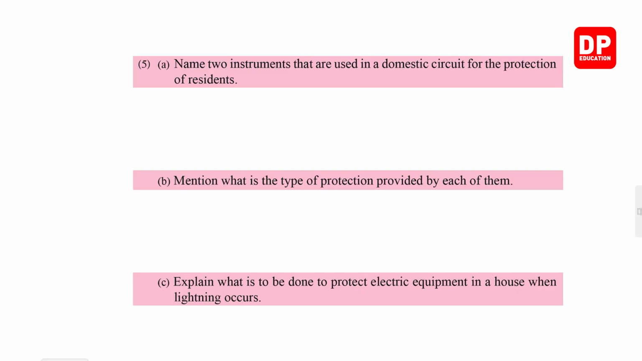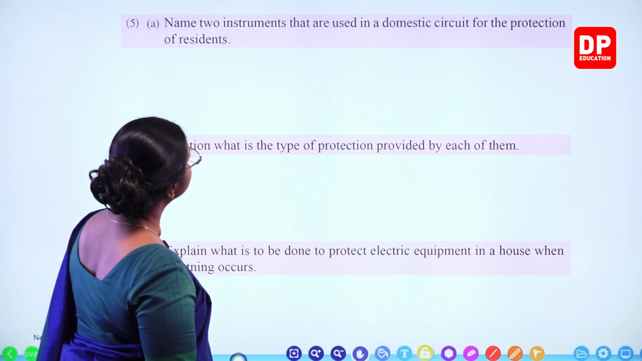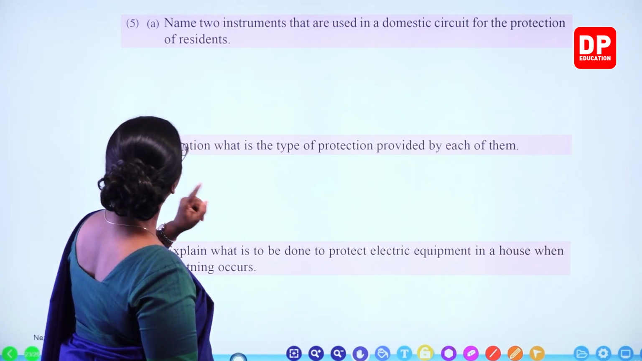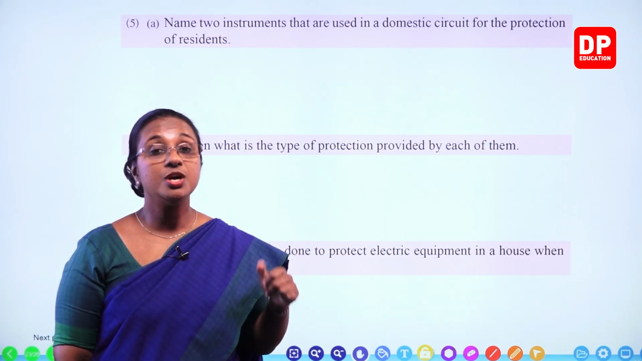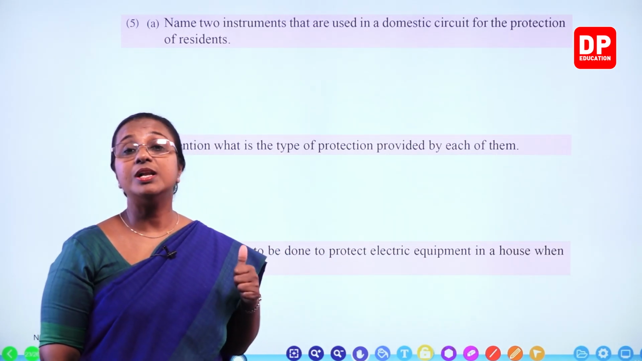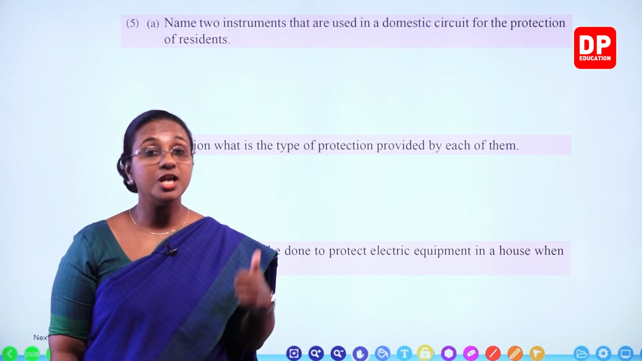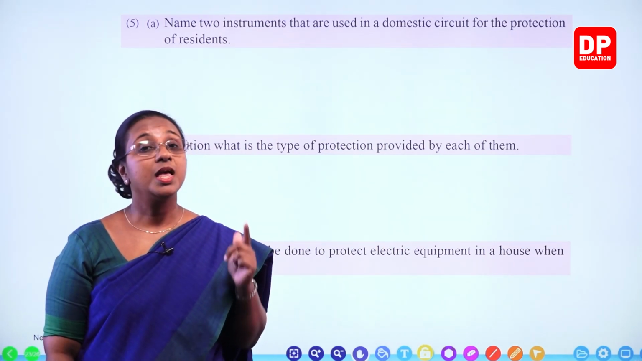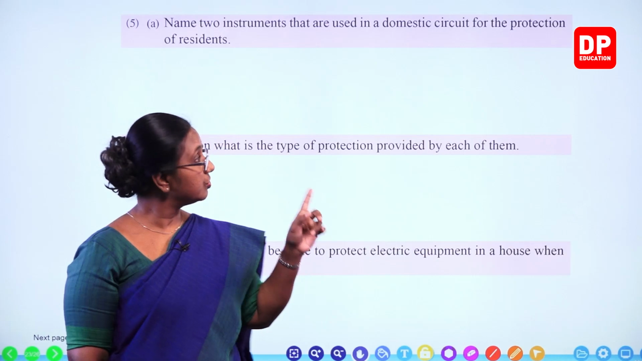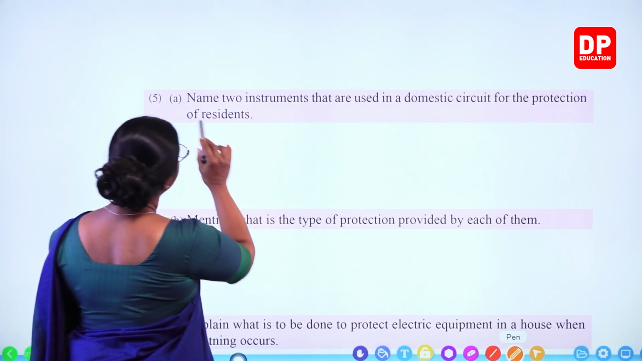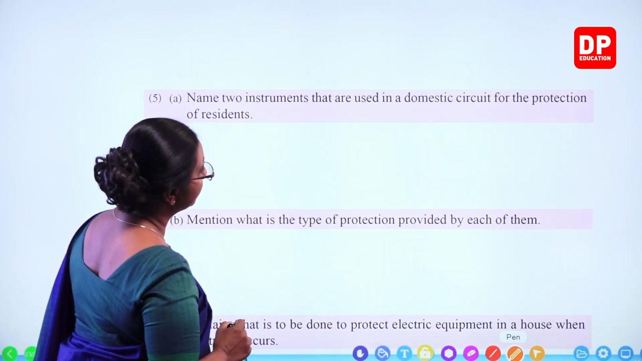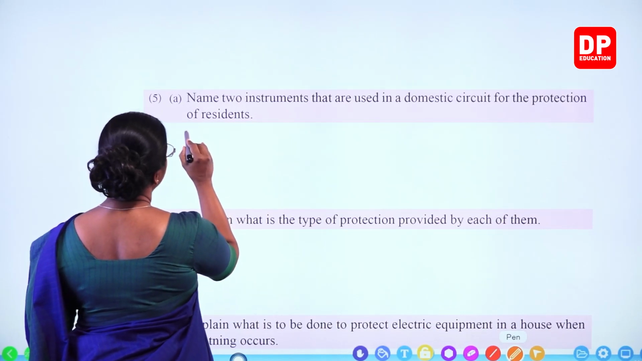Question number 5. We will answer one question at a time. The first one, A part: name 2 instruments that are used in a domestic circuit for the protection of the residents. So, you know 2 instruments that are used. One is the RCCB, residual current circuit breaker, or the trip switch. The other one is the MCB, miniature circuit breaker. So, those are the 2 components or 2 instruments that you have to write here.